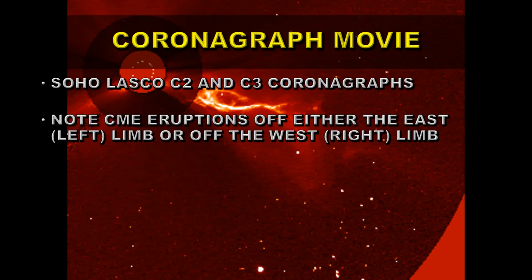Now we're going to take a very different look at the sun through a coronagraph. This is not on the Solar Dynamics Observatory, but on the SOHO instrument from the LASCO C2 and C3 coronagraphs. What happens here is that they block out the bright disk of the sun and look for the faint reflections of sunlight off of ejecta coming out of the sun, so-called coronal mass ejections.